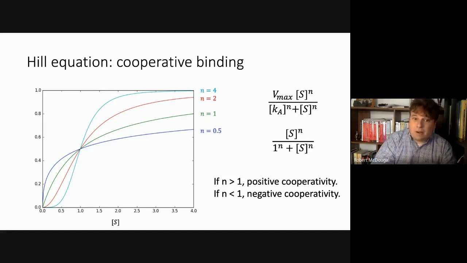And so positive cooperativity is an n bigger than 1. Negative cooperativity is an n less than 1, which is where it becomes harder for things to bind. So you get all these different possible shapes of relationships between the amount of substrate that you have and the amount of production based on the physics of the individual cell, or individual molecule that's involved.